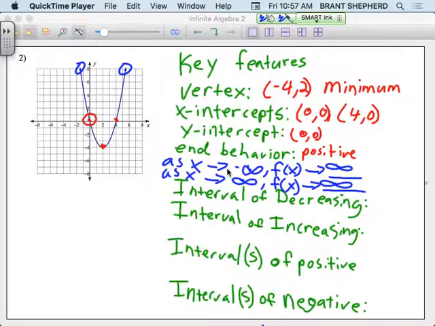Moving on, the interval of decreasing. If I look at my graph here, my interval of decreasing is going to be this area right here, where it's going down. Now, of course, it starts going down up here where I can't see, way back at negative infinity. So it's been going down for a long time.